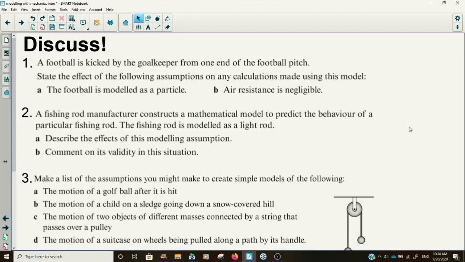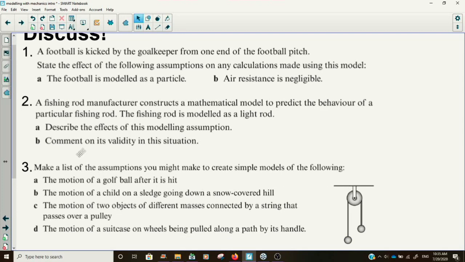Okay, a little bit of homework for you folks. Three questions. Question 1's about a goalkeeper that kicks a football from one end of the pitch to the other. What's the effect of the following assumptions on the calculations you make? So what's the effect of modelling the football as a particle or ignoring air resistance? In question 2, we've got a fishing rod manufacturer, and he's created a mathematical model for the behaviour of his fishing rod, but he's modelling it as a light rod. So again, describe the effects of that modelling assumption, and would it be valid to model a fishing rod as a light rod? Question 3 comprises four parts, so just have a little read through it, and here we just need to make a list of any assumptions that you might make.